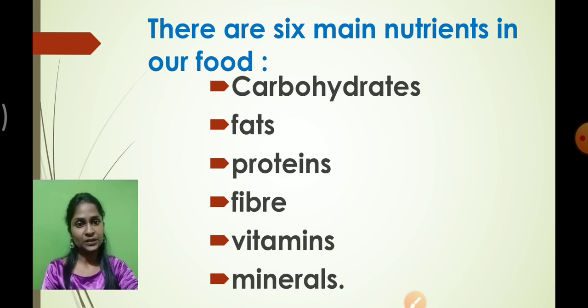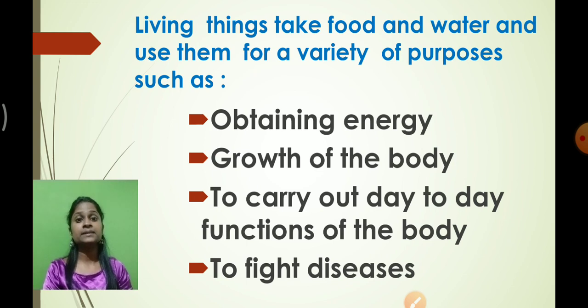These 6 components which are present in our food material are very important for different kinds of processes occurring inside our body. So why is food required? What are the major functions of food in our body? The first function is to obtain energy. So food gives us energy.